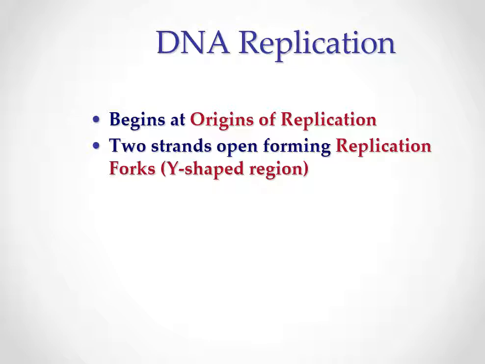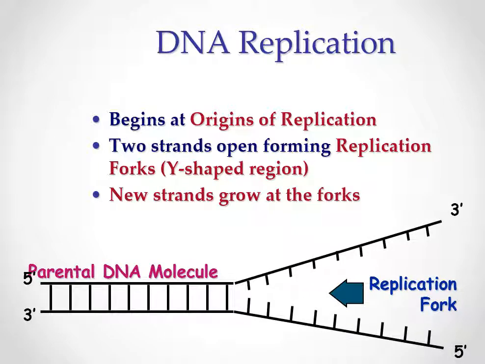So replication basically begins at the origin. There are 2 different strands that form what's called a fork. It looks like a Y-shaped region. The new strands grow from the forks, so they grow from either side. So basically you have a 2-way system that you're actually replicating.